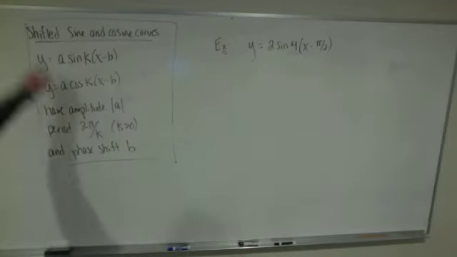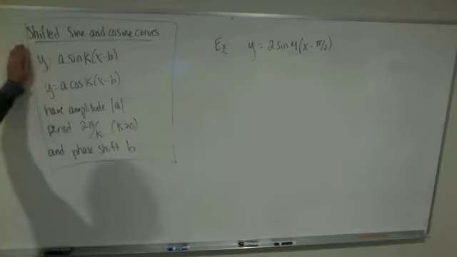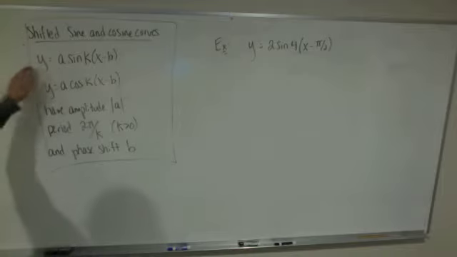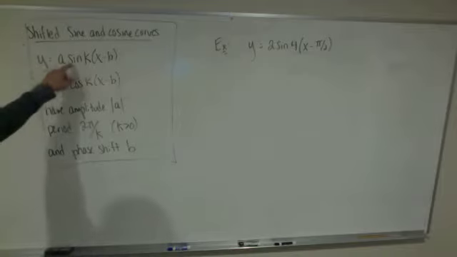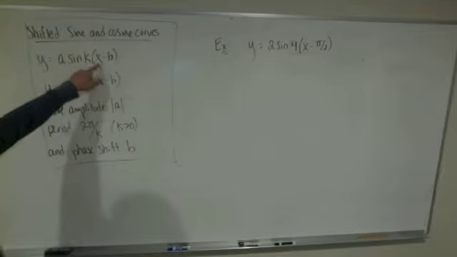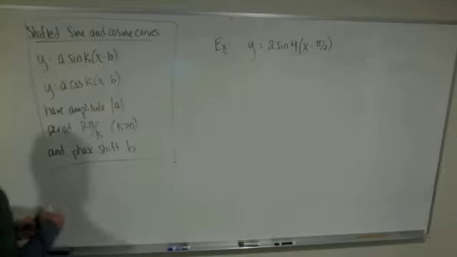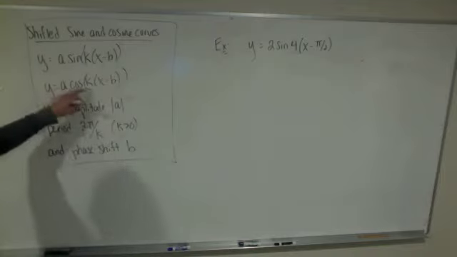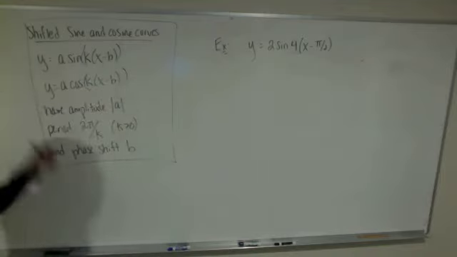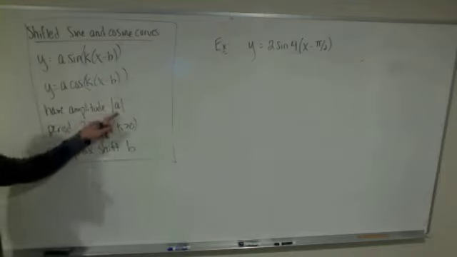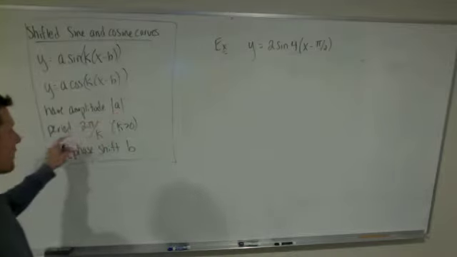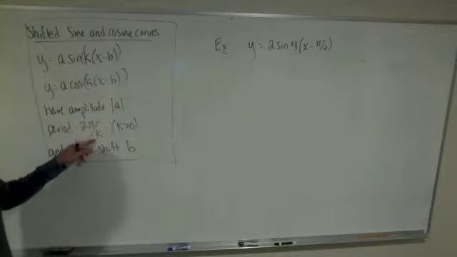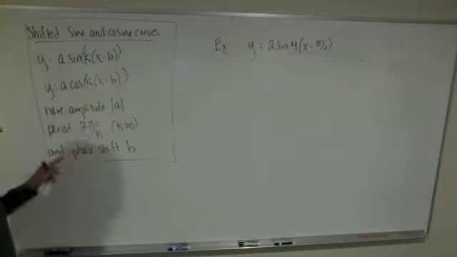Last thing I want to talk about in terms of graphing sine and cosine is shifted sine and cosine curves. Suppose we have y equals a sine of k times x minus b. You can think of that as all in the argument. And y equals a cosine of k times x minus b. Well, they have amplitude, the absolute value of a, and they have period 2 pi over k, same story. However, they have a phase shift b.